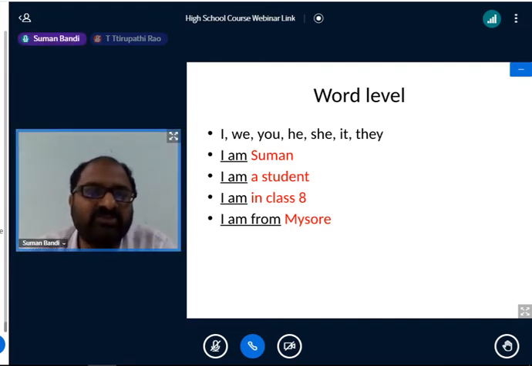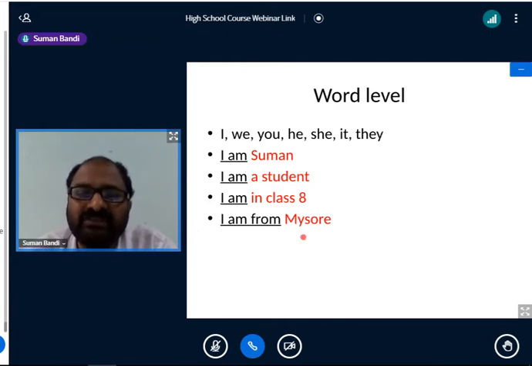Yes sir, Surya Prakash sir, judicious use, that's the right word. Mother tongue should be used, but it should be used judiciously. Judicious means careful, wherever and whenever it is necessary.